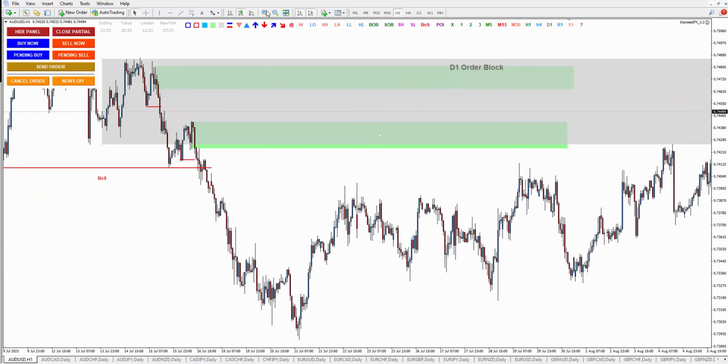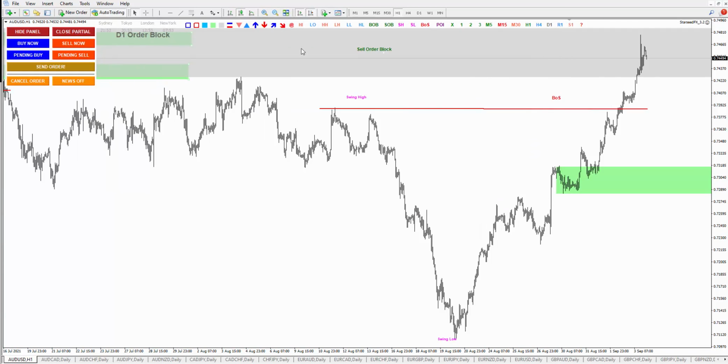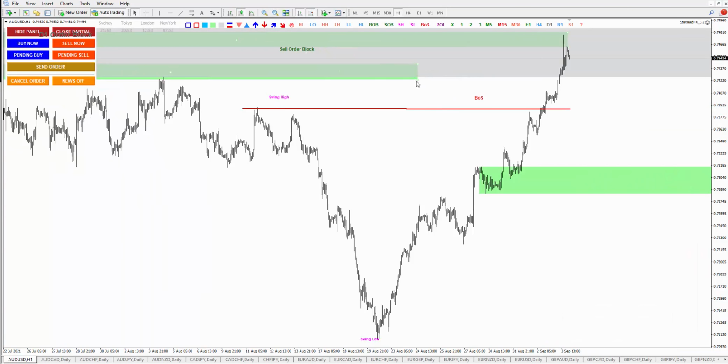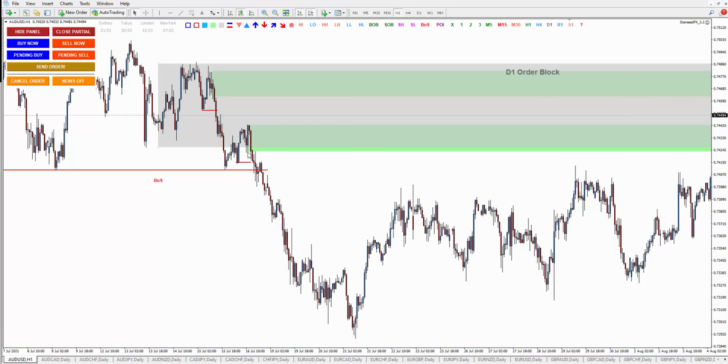Okay, so let's just make this longer here. Oops, let's see, I want to make sure that I draw it at the right place. All right, so that is the order block, and here is the order block. What I usually do, I often place a pending order on 50%, but that is me. If you do not feel comfortable, you can just put a pending order on the whole candle itself.